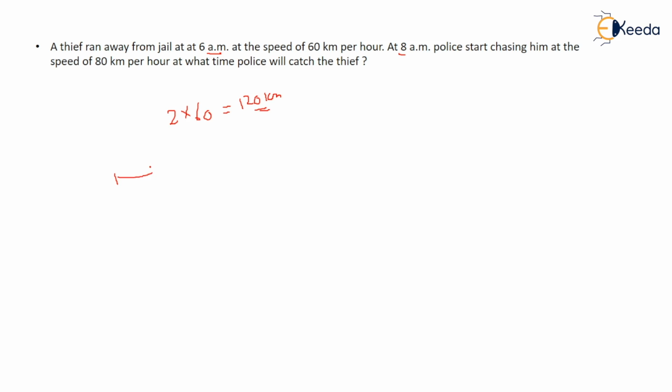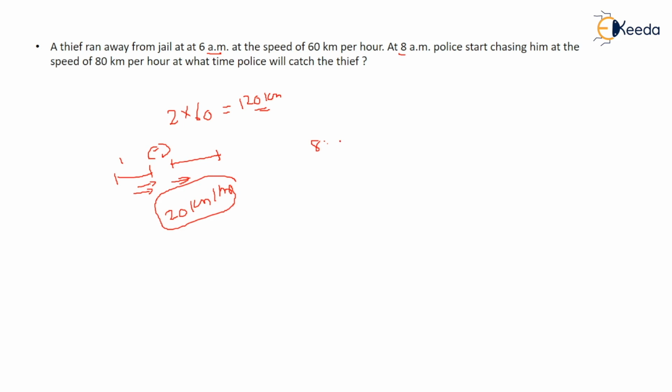And what is the relative speed between them? The police is chasing the thief in the same direction, right? Both are running in the same direction, right? So their speed will decrease. As I told, the speeds will be subtracted. So 80 minus 60, that means 20 kilometer per hour, right? This is the speed at which the police is coming ahead.